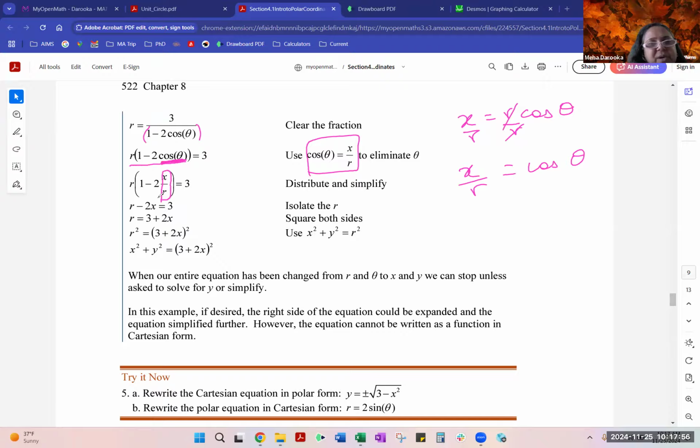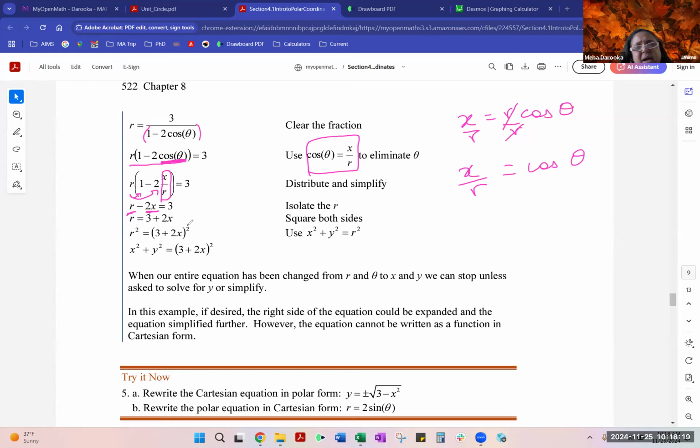So now you are left with r times 1 minus 2x over r. Of course, go ahead and distribute this guy inside the parentheses. You will get r times 1, which is r. The r and r will cancel out in the second term, and you're just left with minus 2x over here. And then, of course, that 3 on the right-hand side.